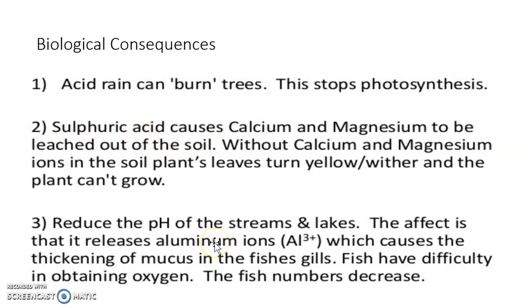Sulfuric acid in particular causes the leaching of heavy metals like calcium and magnesium. And calcium and magnesium, when they are found in excess within the soil, can have an impact on the soil metabolism. As you can see there, it causes yellowing and withering of the plants, which therefore can't grow. So we've got direct impacts because of photosynthesis. We've got indirect impacts because, as well as stopping photosynthesis, we can have an impact on the root tissue being impacted because the acid rain is in the soil.